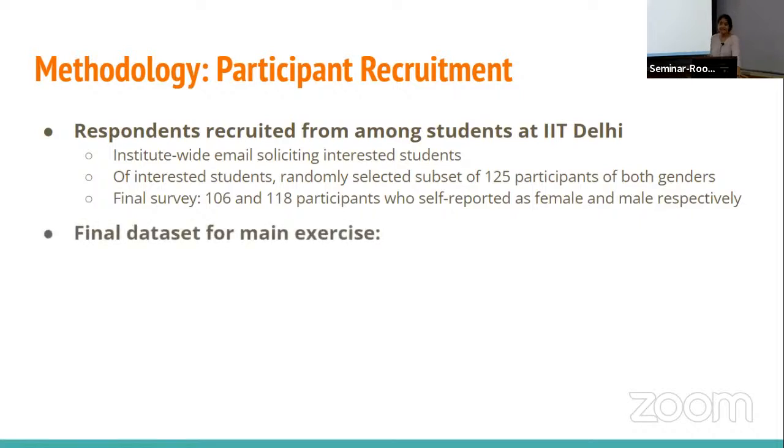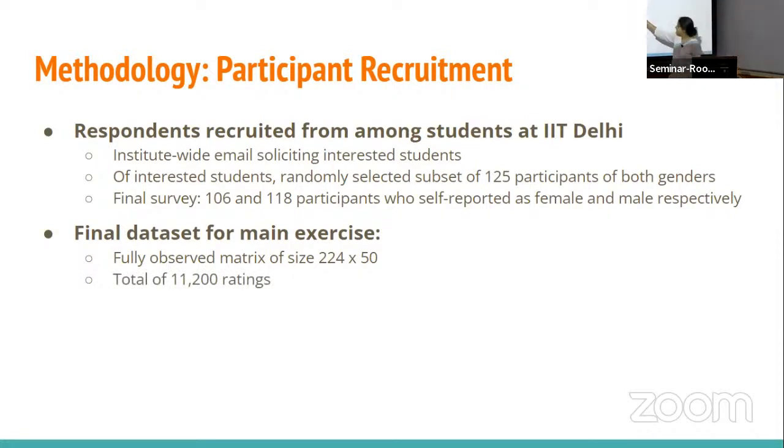The final data set for the main exercise, separate from the day and night one, is a fully observed matrix of 224 students with 50 ratings for each of the images. I did collect other demographic information. That's part of a separate exercise that I'm not presenting here today. So this totally adds up to 11,200 ratings. Honestly, this is not that big, but the number of ratings is non-trivial.